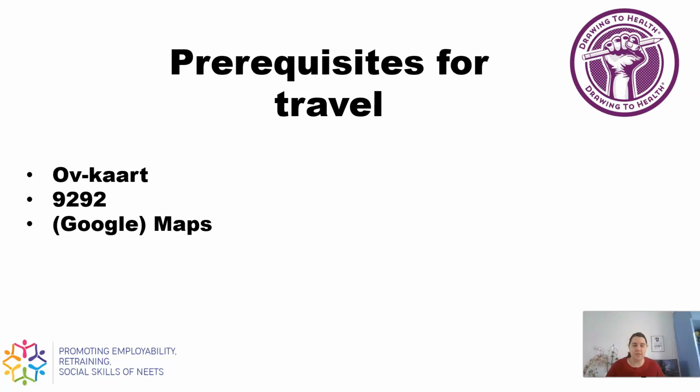Then there's another thing that I would like to show you, and that is 9292. I'm not quite sure why it's called that, but this is basically the site or service that we use to plan our trips with public transport. Now, there are two ways of doing this.